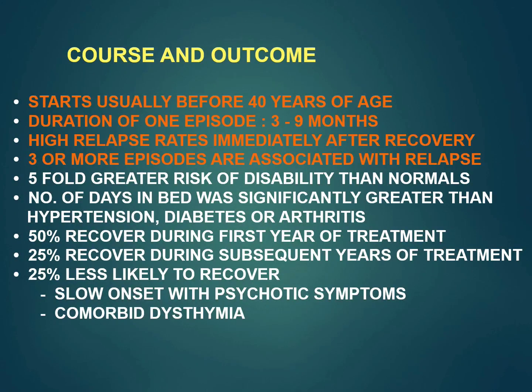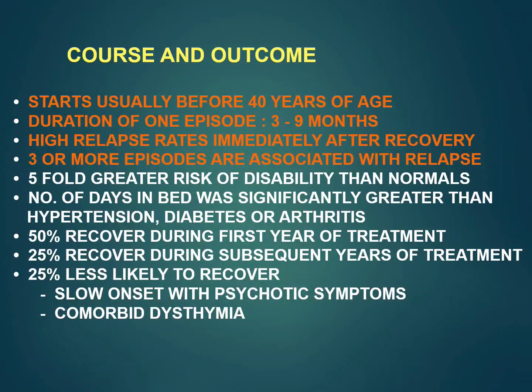Now, the course and outcomes. It starts usually before 40 years of age. Duration of one episode is about 9 months. High relapse rates immediately after recovery, or more episodes are associated with relapse. It's a five-fold greater risk of disability than normals. Number of days in bed was significantly greater than with hypertension or diabetes or arthritis.